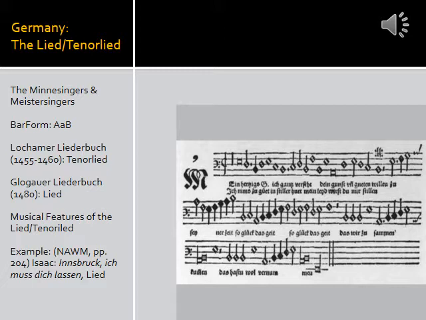An example that you can take a look at in your anthologies, page 204, is Heinrich Isaac's Innsbruck, ich muss dich lassen. You'll notice as you look at this that each line is set to its own music with some rests in between. So each phrase is very clearly delineated, and those rests mark the ending of that phrase. In this case, what we're looking at is a Lied because the tune is in the top voice. This would have been performed strophically, so what they've done in the recording is to sing us the first verse, and then they would sing subsequent verses to the same music.